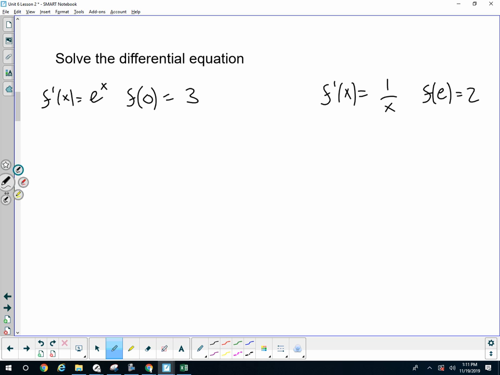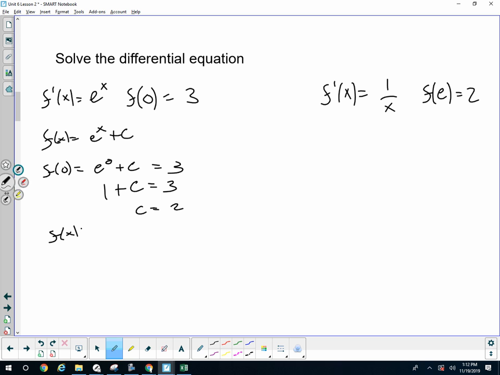Don't take up too much space. I'm actually going to fill in some stuff in between your top part and the bottom part of your notes. So e to the 0, make sure we know that that's 1. C is 2. So we get f of x equals e to the x plus 2.